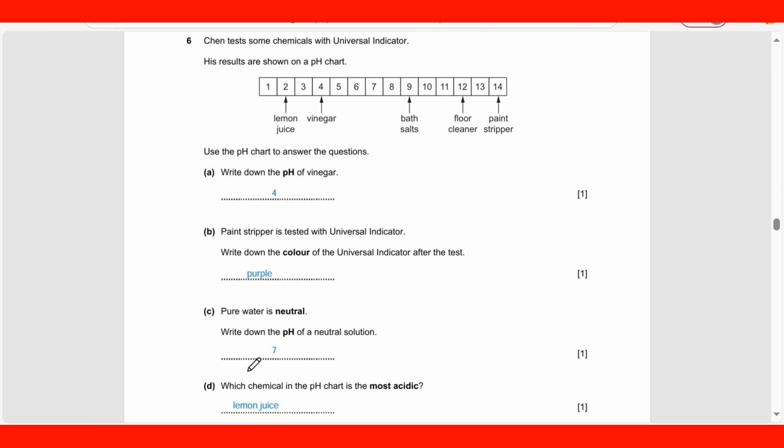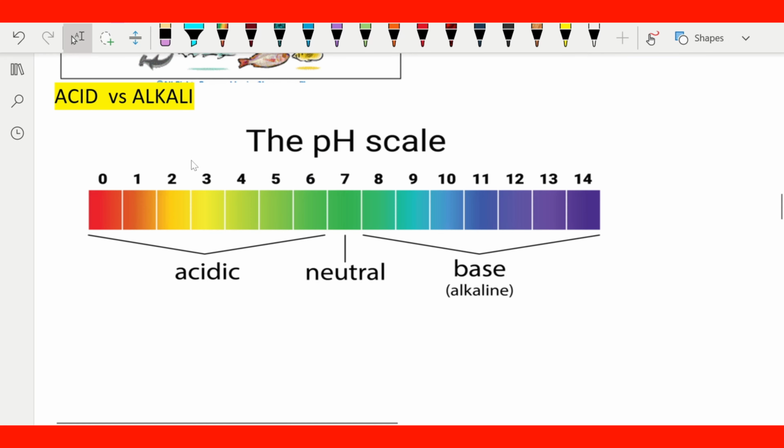Let's take a look at the universal indicator. Well, this is a pH scale with the color here from 0 to 14. So 14 will be purple here, and the most red will be acidic, strong acidic, weak acid, and neutral here, and going to blue and then purple. Okay, let's move on. So you have to remember this color.